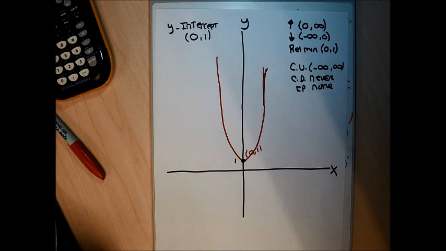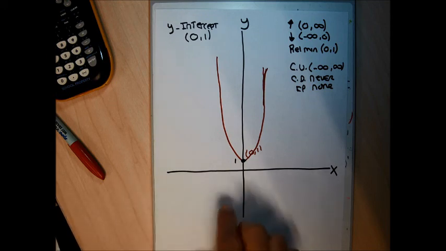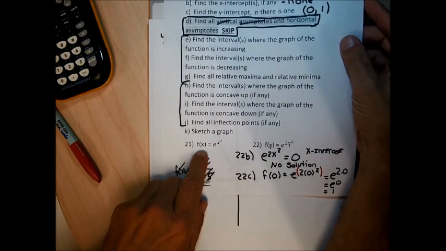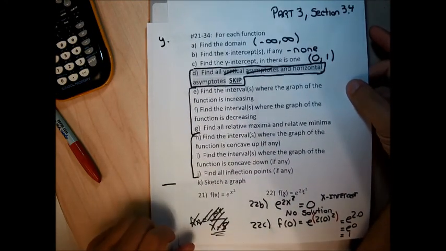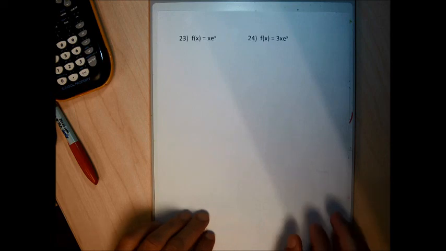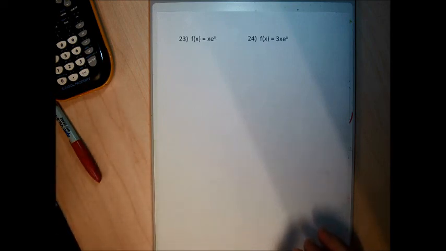Okay, so now we're going to do 24. So you should go back and do 21 right now. Your graph is f of x equals e to the x squared, and do all the parts. And I'm going to move on and do problem 24. f of x equals 3x e to the x.